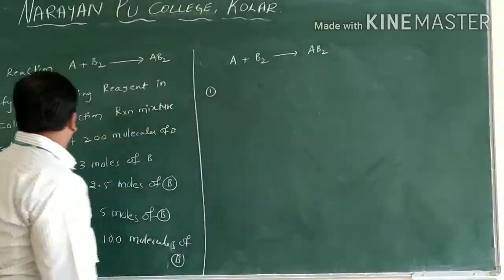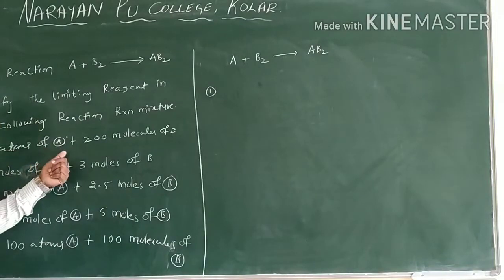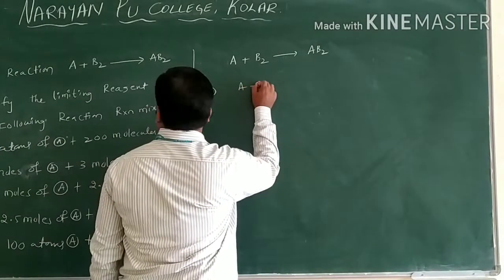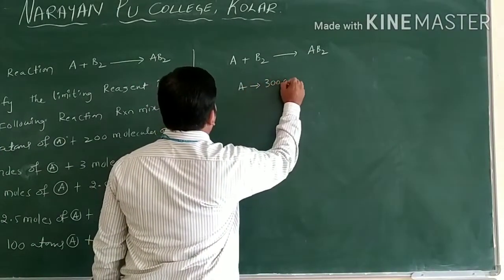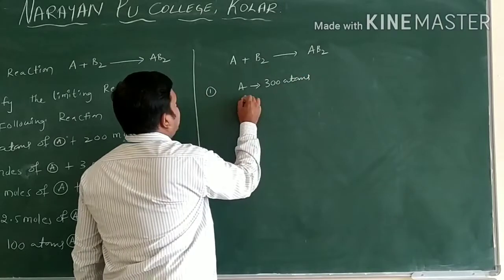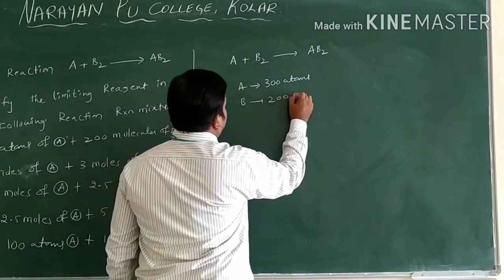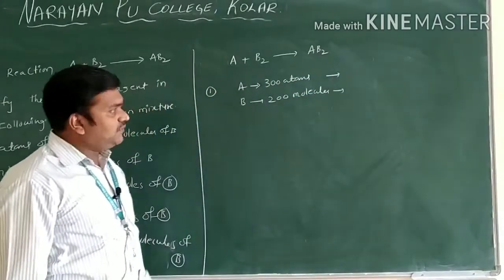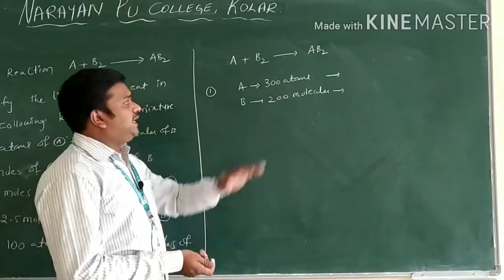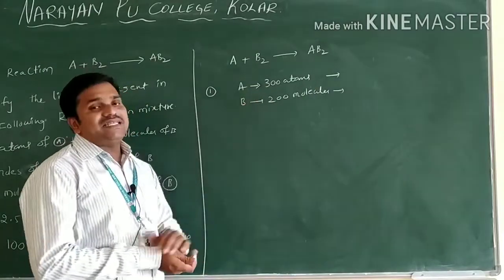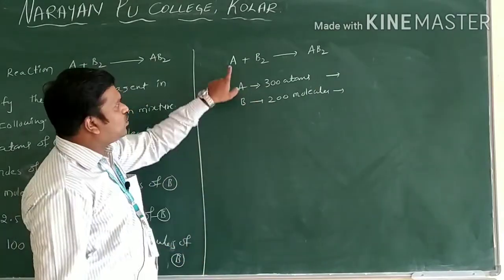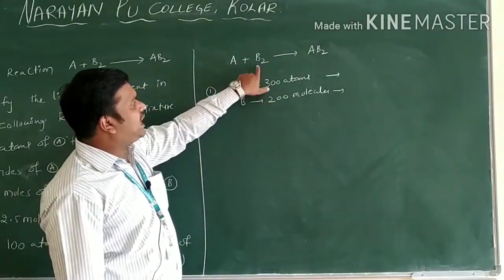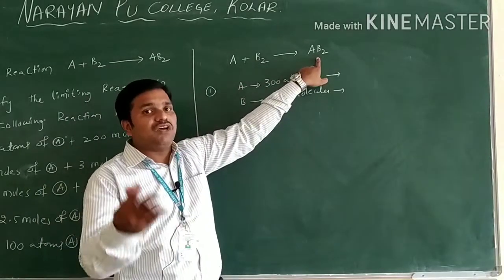But you see the first question: 300 atoms of A and 200 molecules of B. A we have how many? A is 300 atoms, B is 200 molecules. Here you can identify which is the highest number. The highest number is 300 atoms, and the least number is 200 molecules. If we take 200 molecules, 200 molecules of AB2 are formed. If we take 300 atoms, here what will you get? 300 units of AB2 formed.